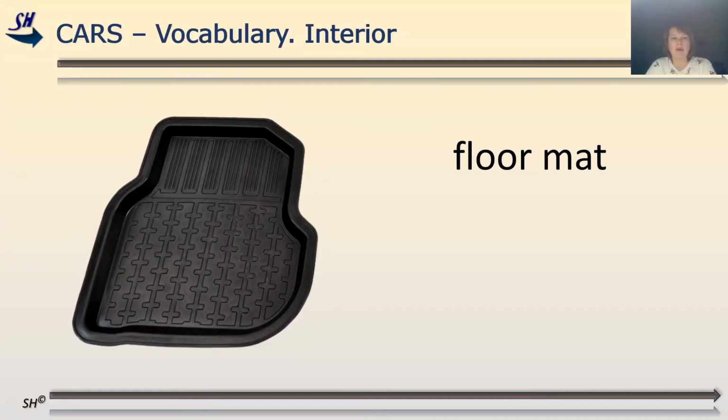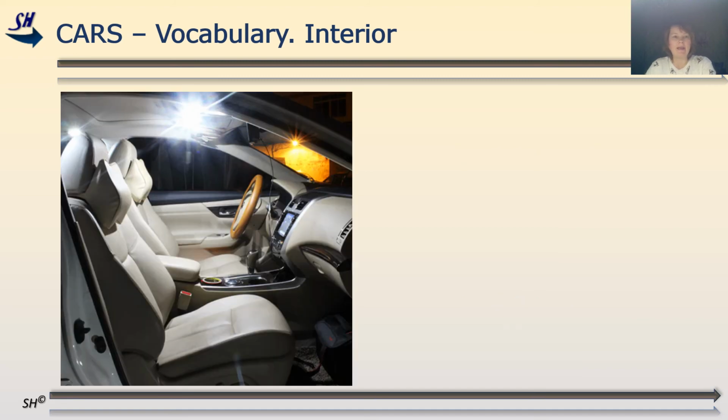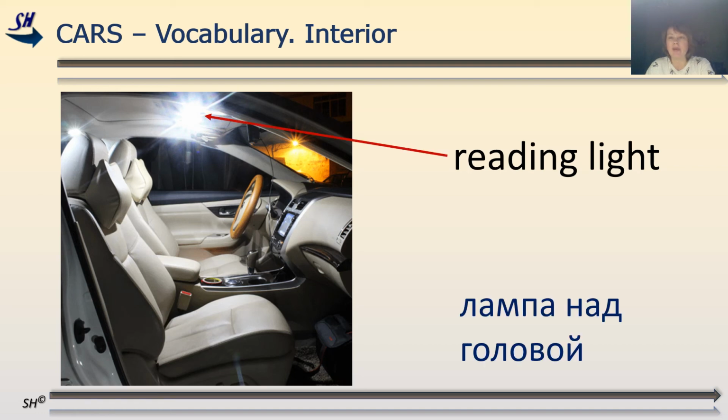Right! On the floor, we can see a floor mat. Normally, it's made out of rubber. Floor mat. What else do we have? This light on the ceiling, that you have the button to switch on the ceiling, is called a reading light, as if you are planning to read in a car. So reading light, very bright light, helping you to see something better inside of a car.